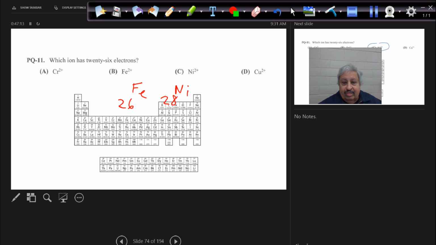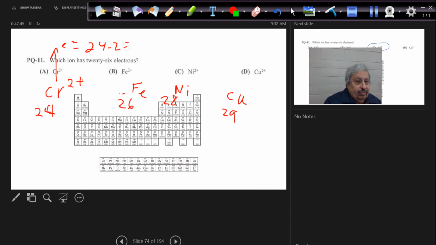Okay, let's see. Those are number of protons equal number of electrons in neutral charge, correct? And copper, how much? 29. And chromium, how much? 24. Now, if I put this one 2 plus, it means you have to take what? The 2 plus you have to take. So electrons here will be 24 minus 2, 22. So this one is not.